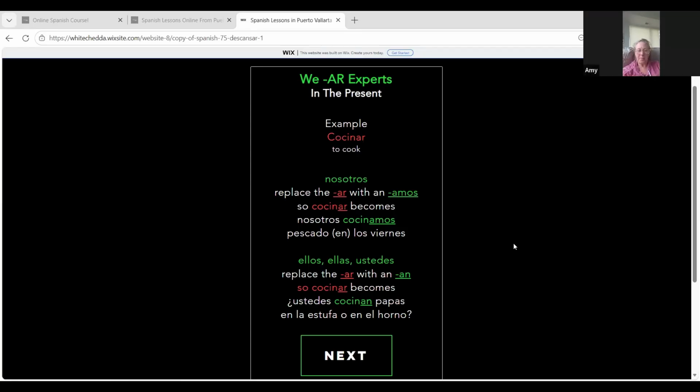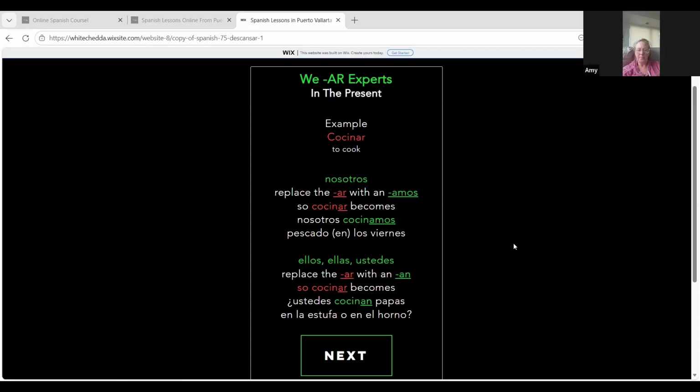¿Ustedes cocinan papas en la estufa o en el horno? Yeah, nice. Notice that en means both in and on. So we have two words for that in English, but in Spanish, en, you're using the context to know, am I saying in or on? And then, of course, we're picking up the vocab word la estufa for the stove. Try that, Amy, la estufa.